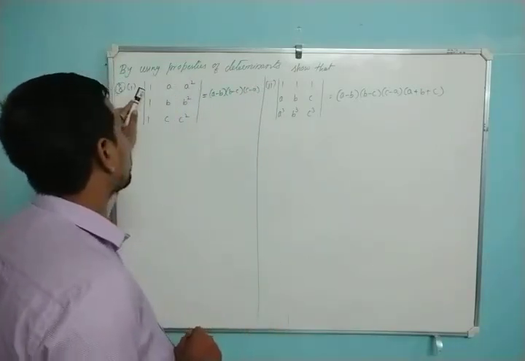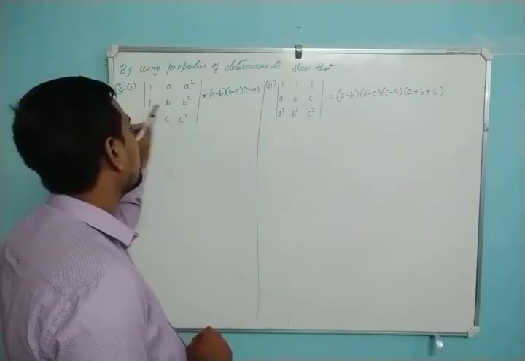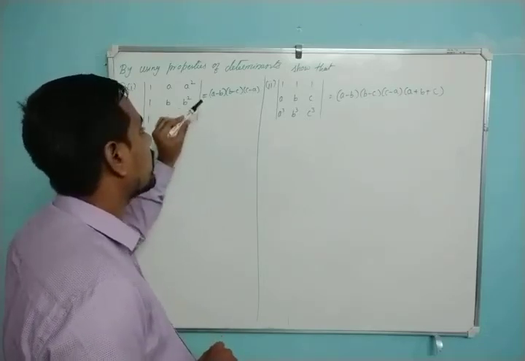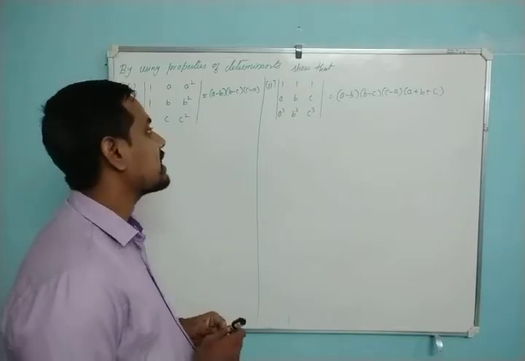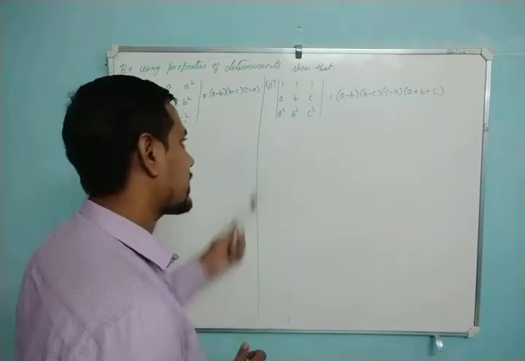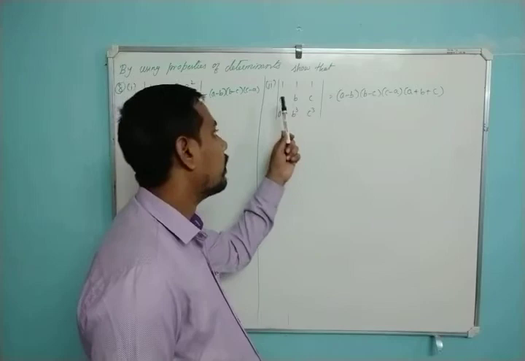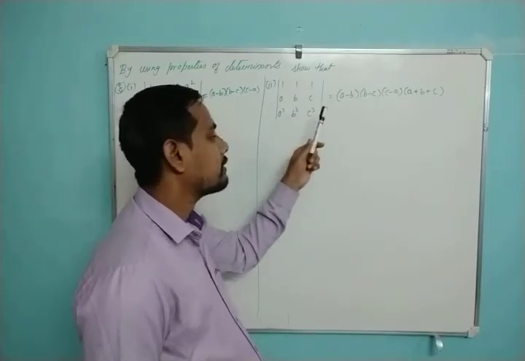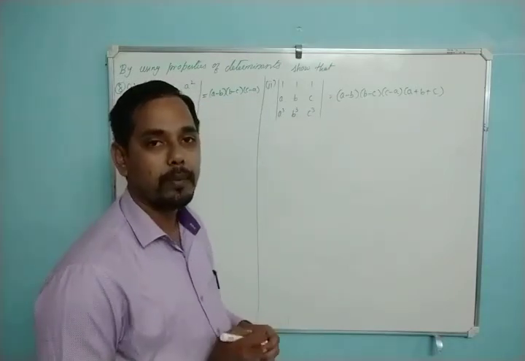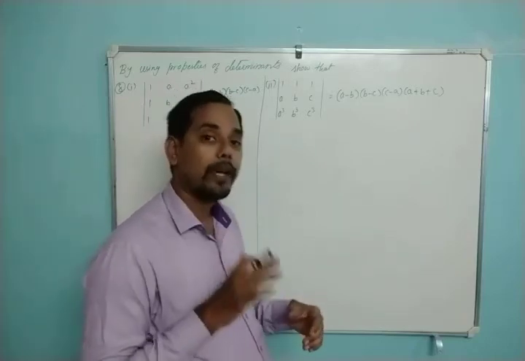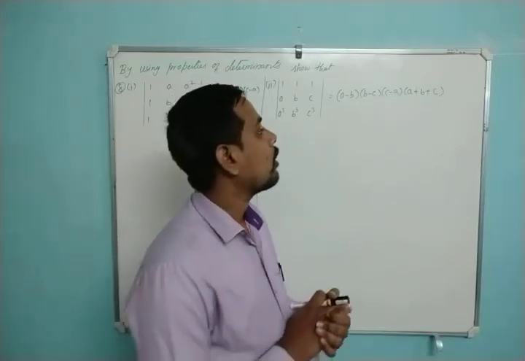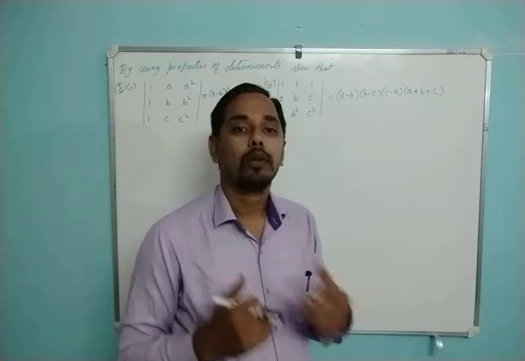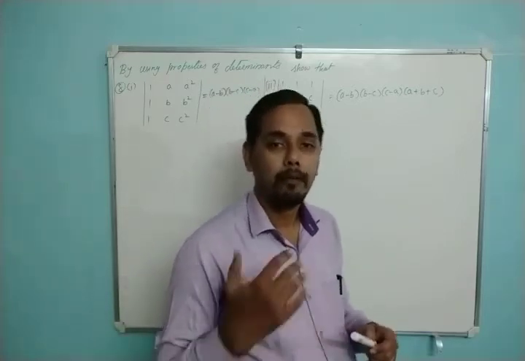In the first sub-question, the determinant 1 a a square, 1 b b square, 1 c c square should be proved equal to a minus b, b minus c, into c minus a. In the second one, same thing. A 3 cross 3 determinant is given, which has to be proved equal to a minus b into b minus c into c minus a into a plus b plus c. So how to proceed with this? How to get the solution? Let us have a look at that.